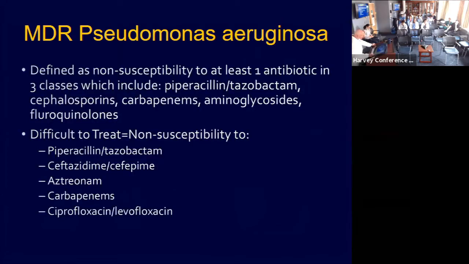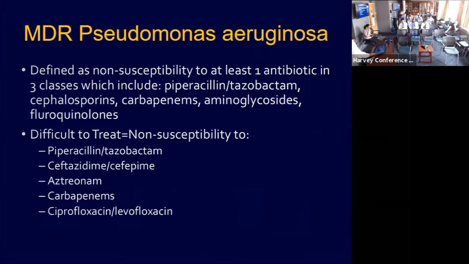Okay, so when we talk about MDR Pseudomonas, I think I use the term DTR, but I'm just going to say, MDR really means developing resistance to one agent in three classes. So if you have one of the carbapenems, one of the third or fourth generation cephalosporins and piptazo, that's considered drug resistant, or it can go into quinolones.